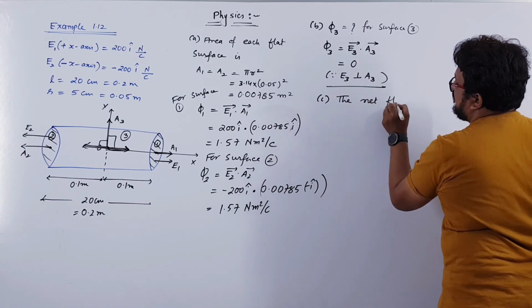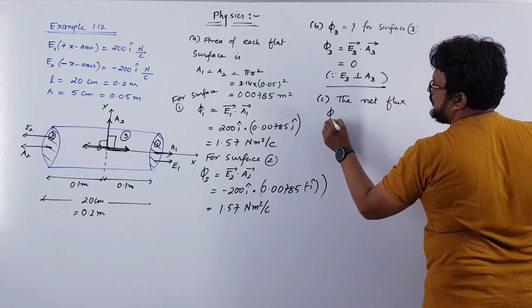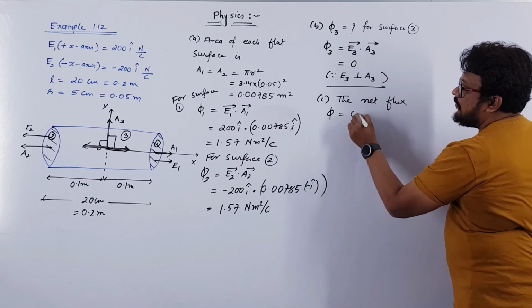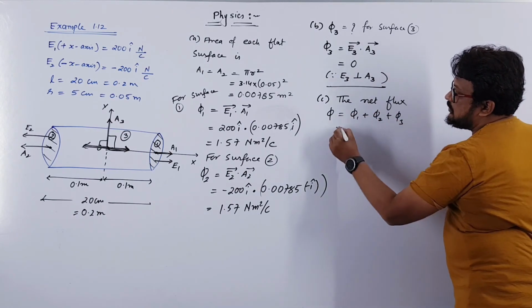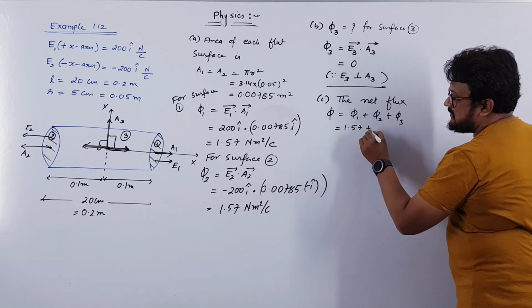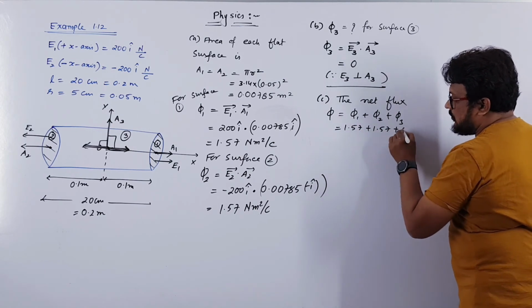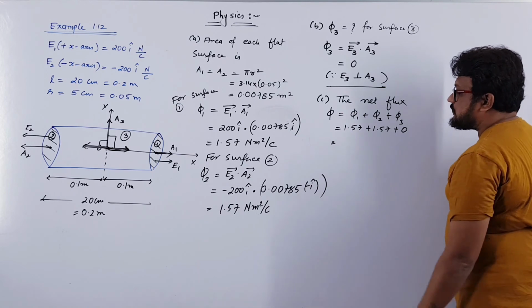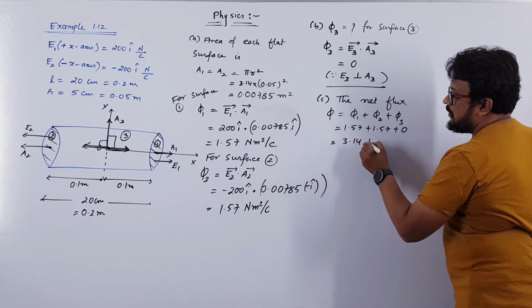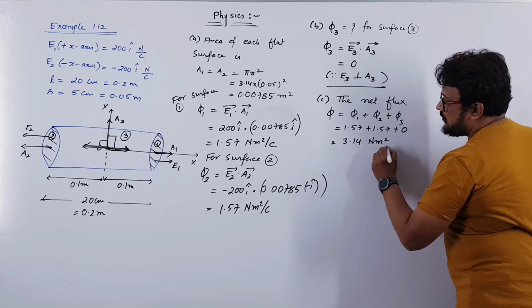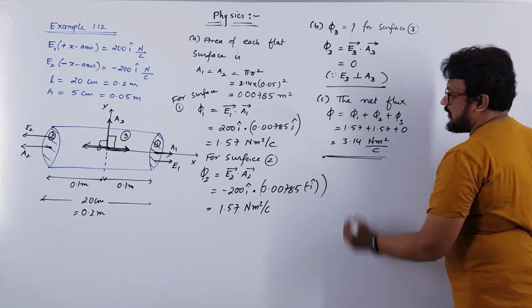Third thing, we have to find the net flux. The net flux phi will be equal to phi 1 plus phi 2 plus phi 3. So this is 1.57 plus 1.57 plus 0. 1.57 plus 1.57 is 3.14 Newton meter square over Coulomb. This is the net flux.